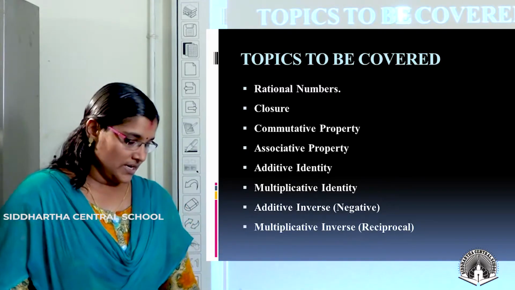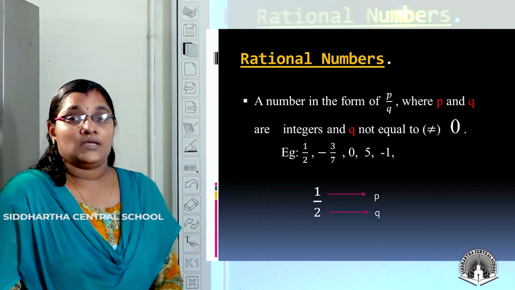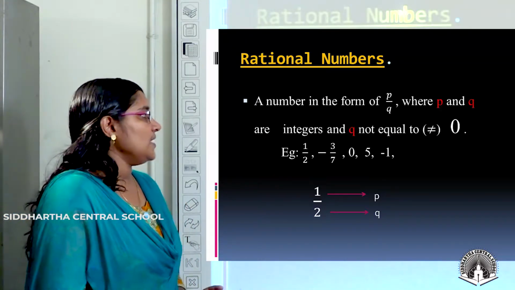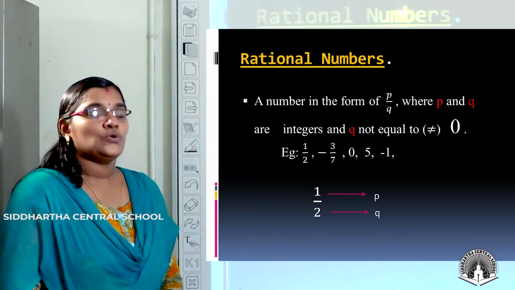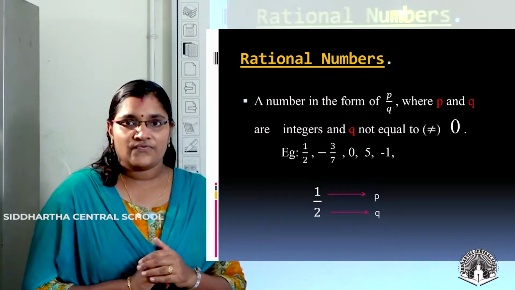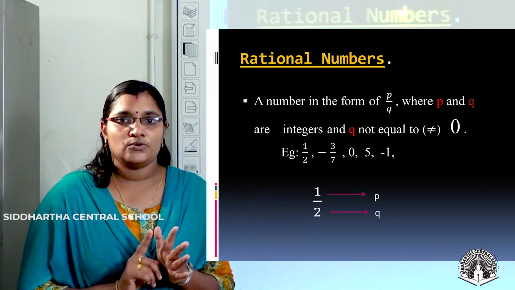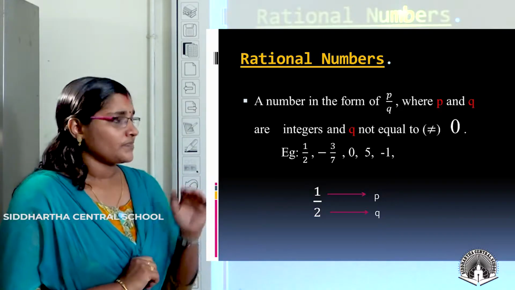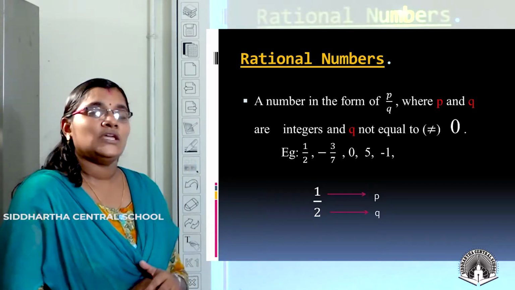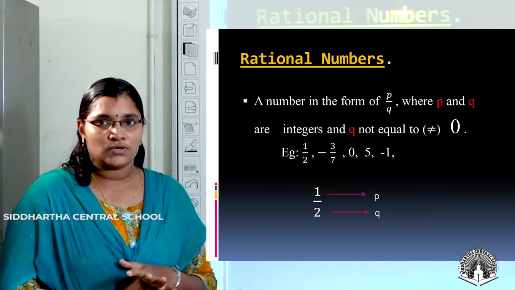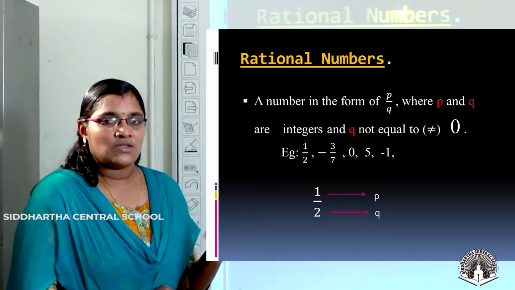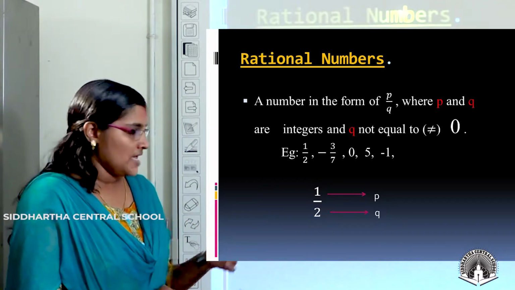First one is rational numbers. A rational number is a number in the form of p by q, where p and q are integers and q is not equal to 0. That is, fraction form, numerator and denominator. The denominator is not equal to 0; that is the condition. For example, 1 by 2. In 1 by 2, 1 is p and 2 is q.